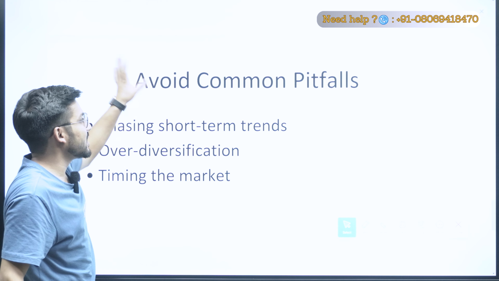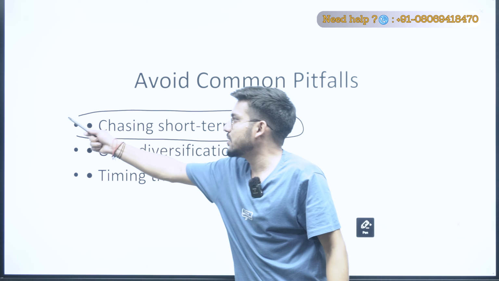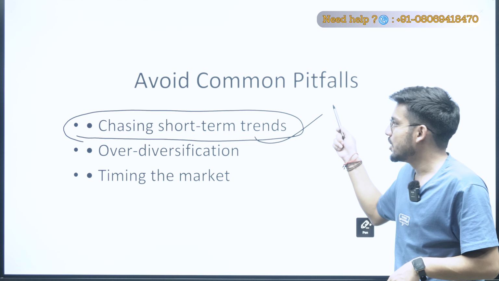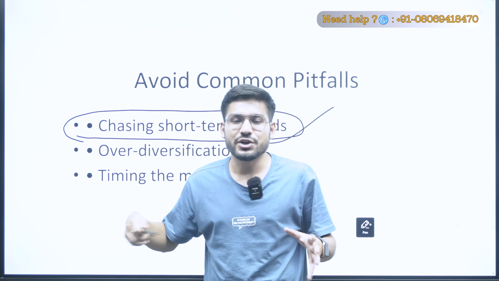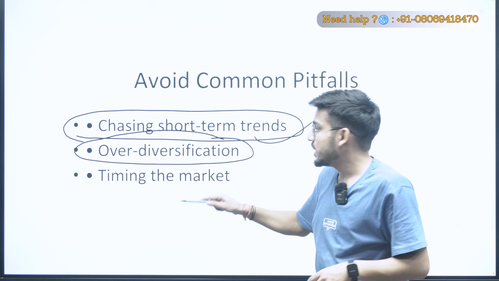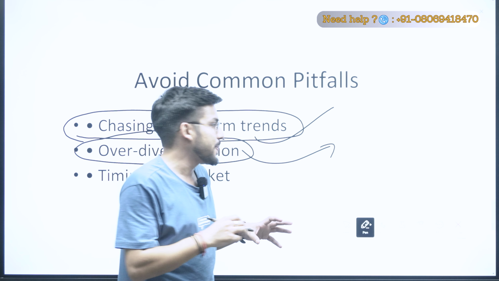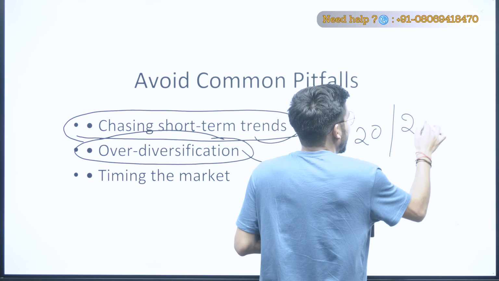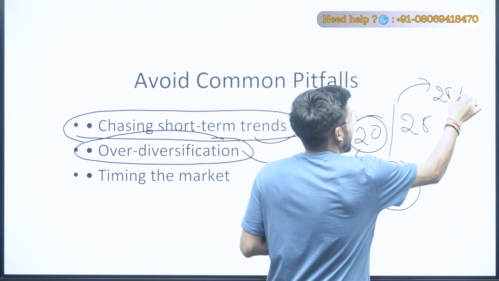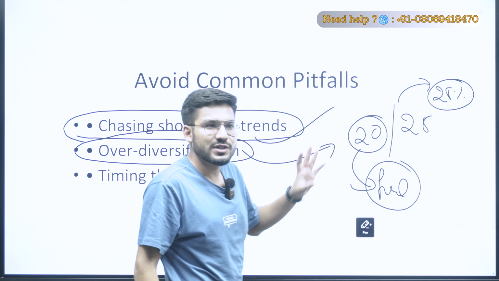And in the last, the common pitfalls. These are the errors that many investors make in their investment. One is chasing short-term trends. You should go for the larger trends, which can be sustained in the market. Then over-diversification is also one of the pitfalls. What is the ideal ratio for diversification? You can go with the 20-25 rule, in which you go with 20 funds and should not invest more than 25% in any one of them. So this is the ideal diversification ratio that you can use in your investment as well.